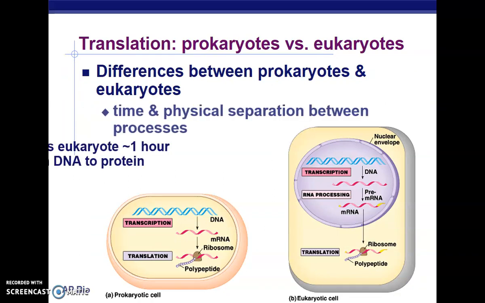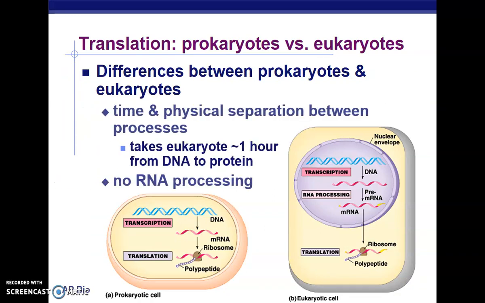So just to summarize, there's a difference between transcription and translation in prokaryotes and eukaryotes. It's much faster in prokaryotes because there's no physical separation between the processes. In prokaryotes, as soon as the mRNA starts being transcribed, the ribosome can hop on and start translating it.